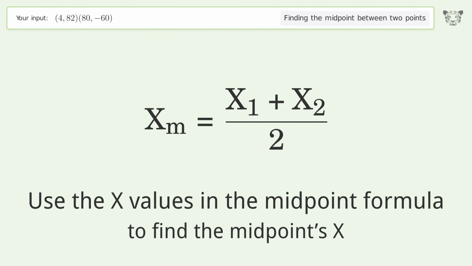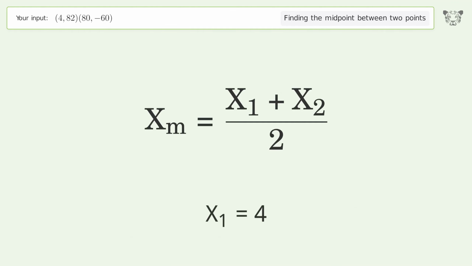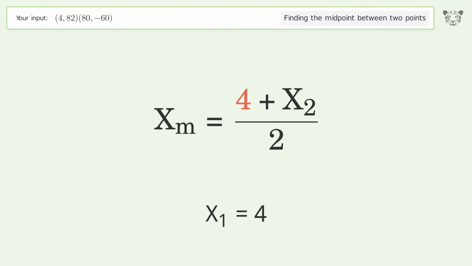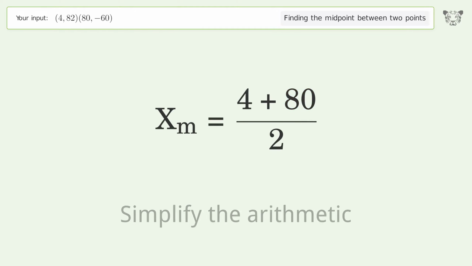Use the x values in the midpoint formula to find the midpoint's x. x1 equals 4. x2 equals 80. Simplify the arithmetic.